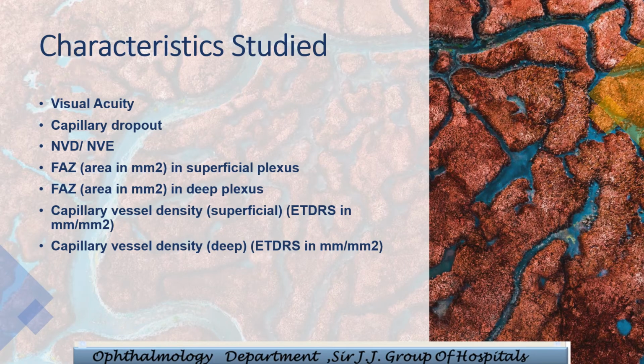So what were the characteristics studied? We determined the visual acuity. We recorded the percentage of patients showing capillary dropout and neovascularization at the disc or elsewhere. Then the foveal avascular zone area was recorded in mm square in the superficial as well as deep plexus. The capillary vessel density was taken in the superficial as well as deep plexus. The measurements were taken in the ETDRS grid in mm per mm square.